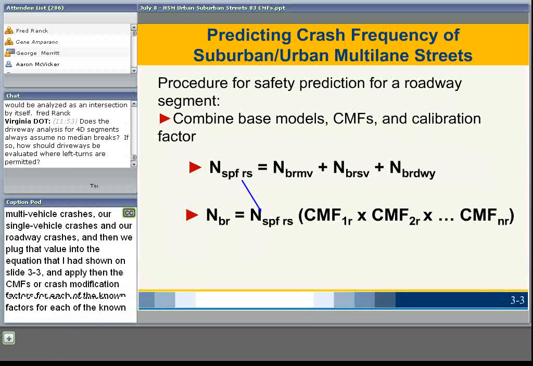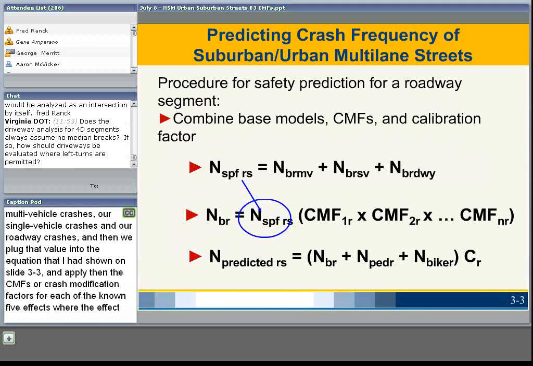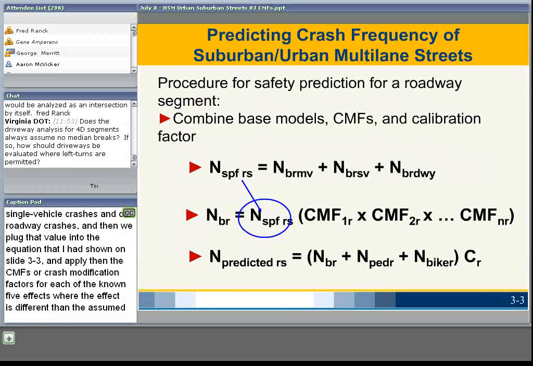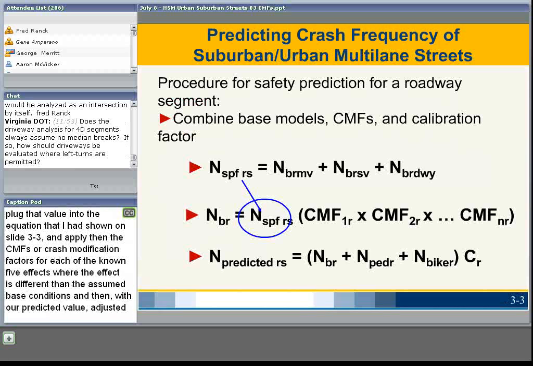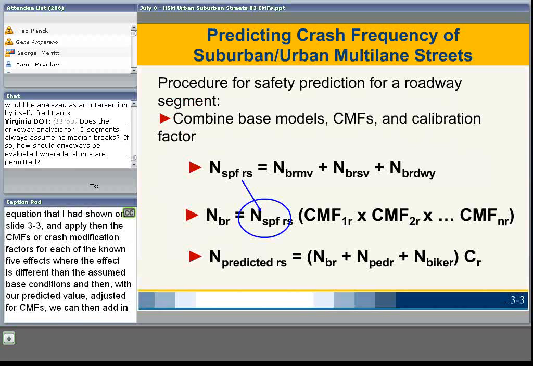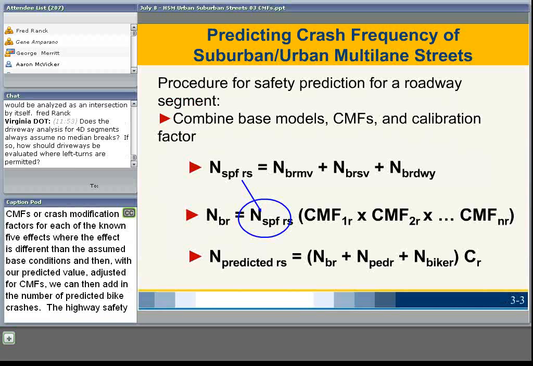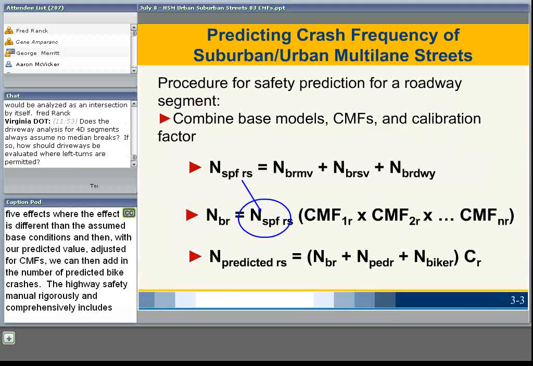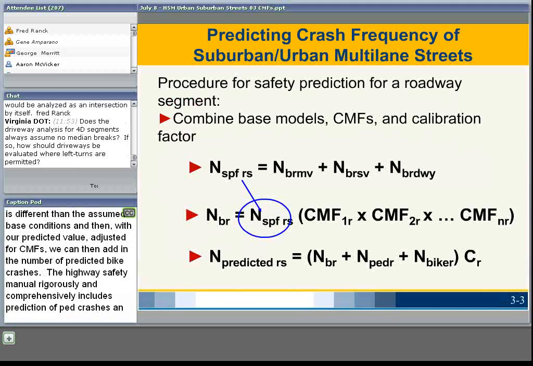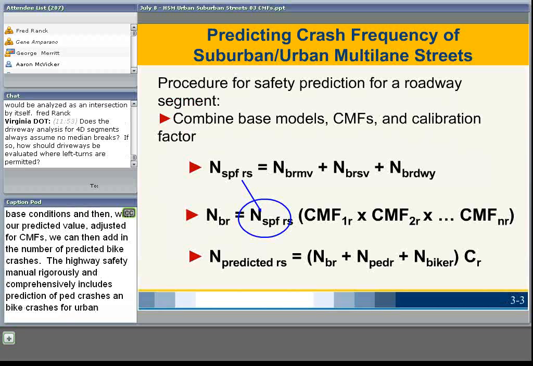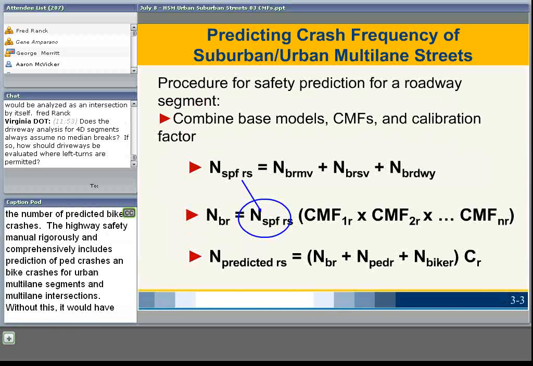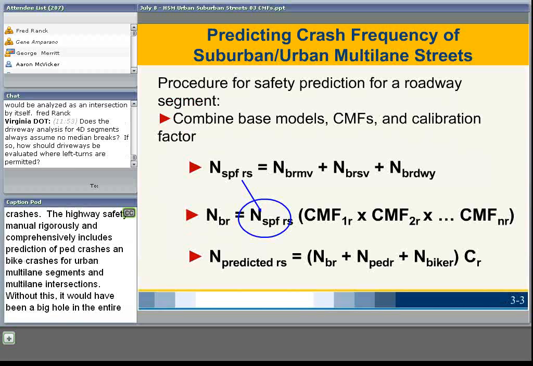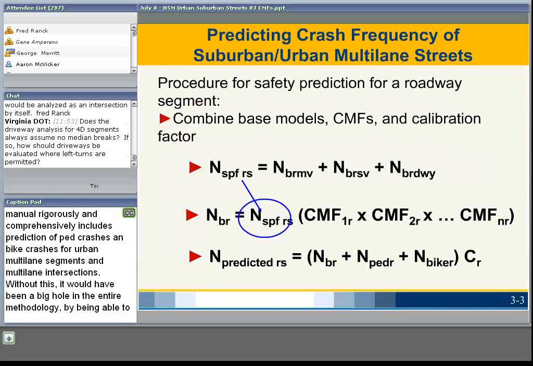So the procedure is, first of all, for a roadway segment, we combine all the base models and then the CMFs that we're going to cover in this session and a calibration factor to get our total amount. So first we have our safety performance functions for our segment, which consists of our multiple vehicle crashes, our single vehicle crashes, and our driveway crashes. Then we plug that value into the equation that is shown in slide 3-3 and apply then the CMFs, or crash modification factors, for each of the known 5 effects where the effect is different than the assumed base conditions.